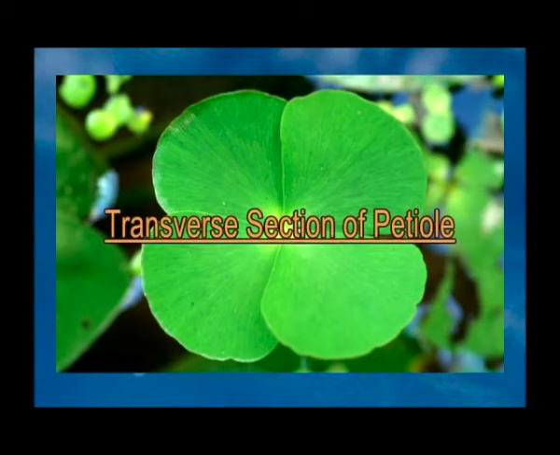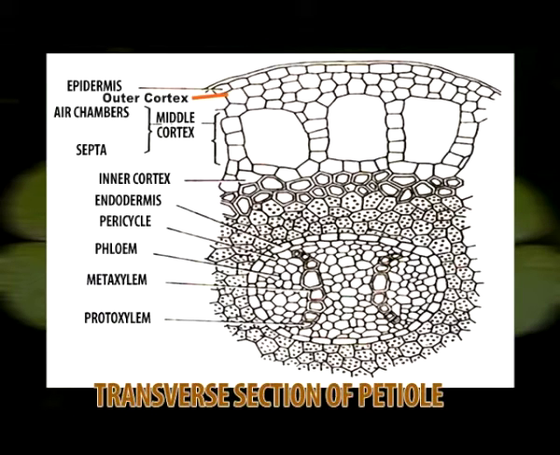Then we discuss the transverse section of the petiole, the stalk of the leaf. It shows a single-layered epidermis made up of rectangular cells. The outer cortex consists of 5 layers of thin-walled cells. The middle cortex is aerenchymatous, consisting of a large number of air chambers, while the inner cortex is solid, compact tissue of several cells deep.